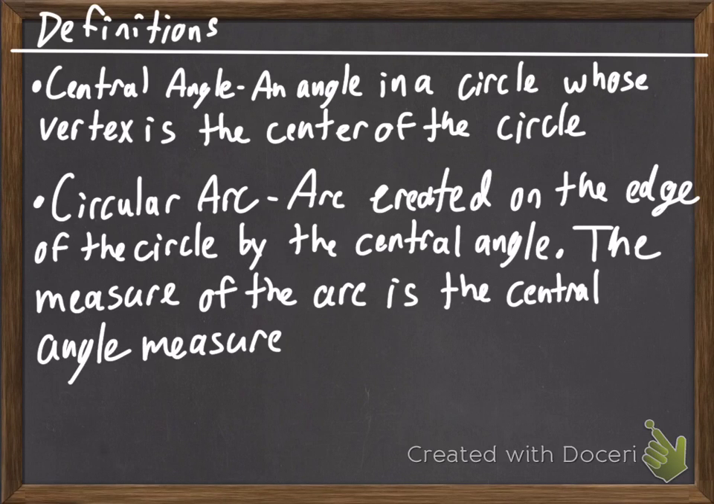So, definitions. The central angle in a circle is an angle in a circle whose vertex is the center of the circle. The circular arc is the arc created on the edge of the circle by the central angle. The measure of the arc is the central angle measure. So our central angle and its corresponding arc have the same measurement in degrees. You recall a circle's 360 degrees, so a central angle and its arc take up the same amount of that 360.